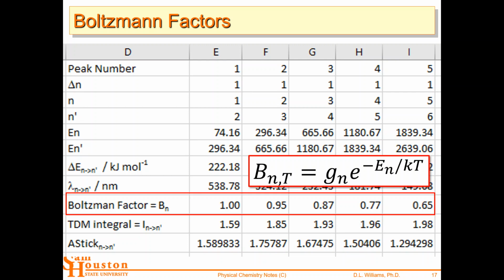Now then I have a Boltzmann factor rho, and it's just this equation. Now for all of our transitions, for the particle in a box, Gn is equal to 1. Okay, so these are all singly degenerate. When we get to rotational transitions, it's 2j plus 1. So whatever quantum state you're in, if you're in j equals 3, then the degeneracy is 2j plus 1. So it'd be 2 times 3 is 6, plus 1 is 7. So the degeneracy for j equals 3 would be 7.